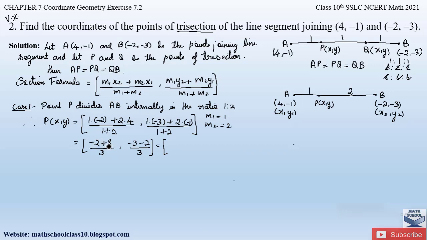We have to subtract here with a greater number sign. So 8 minus 2 is 6. So we will get plus 6 by 3, and minus 3 and minus 2 will be minus 5. We are adding with a minus sign.